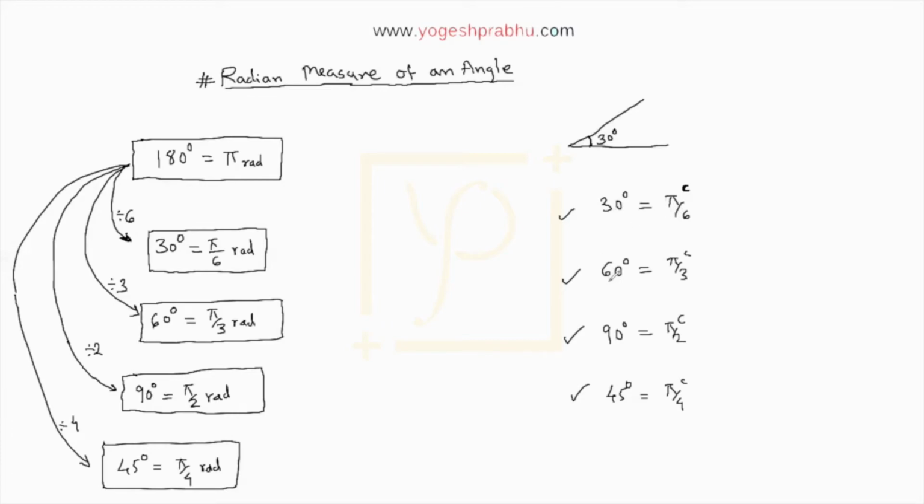Okay, 60 degrees is nothing but pi by 3 radians. 90 degrees is nothing but pi by 2 radians, and 45 degrees is nothing but pi by 4 radians. This is how you can convert the standard angles. Now before we close this, I just want to explain how you can convert some different angles. We will see how we can do that.